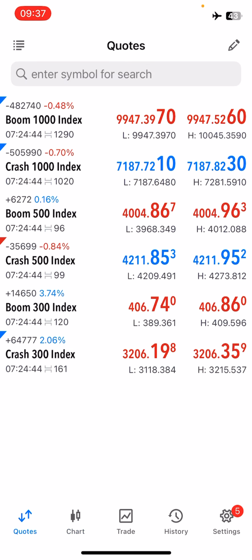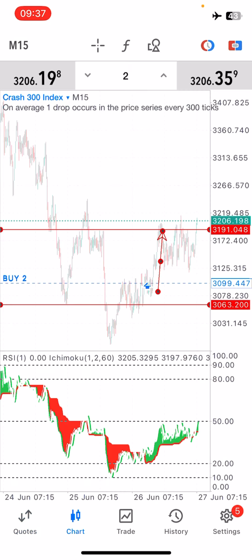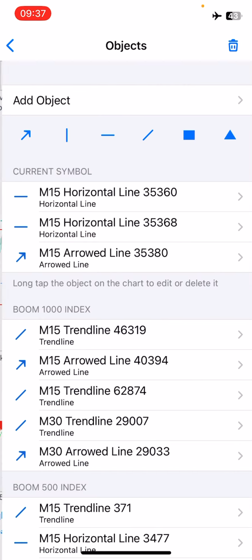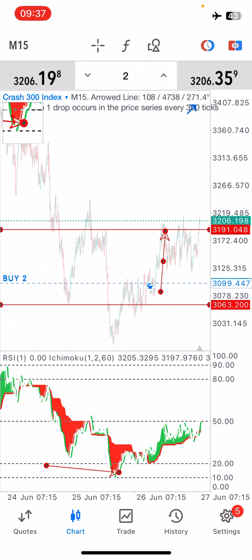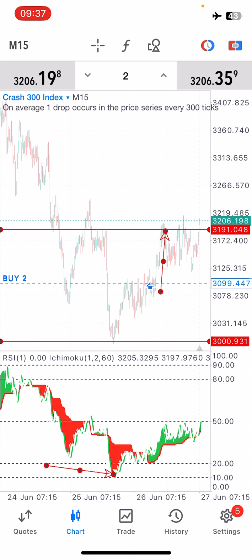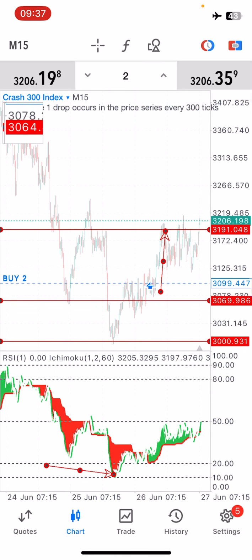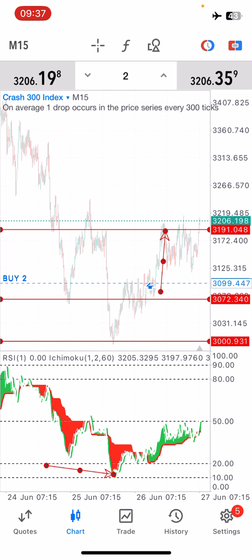Maybe let's take a look at another example. Let's take a look at Crash 300. Same concept. Like I said, the moment you see this cloud reaching your level 10 here, you know that that's the lowest price we'll ever reach. All right, and we also had some other respected price zones where price was reacting, like here. That's where I actually entered.